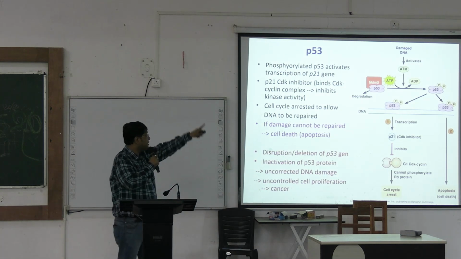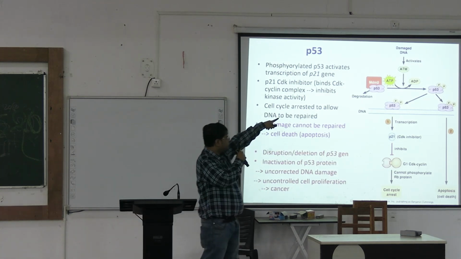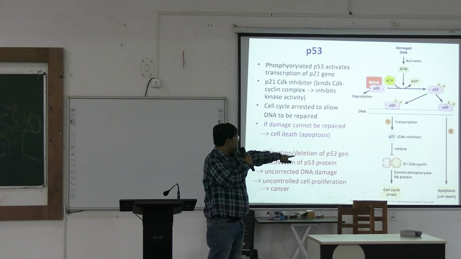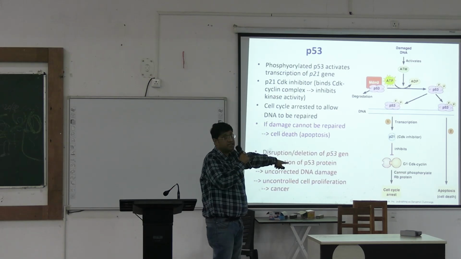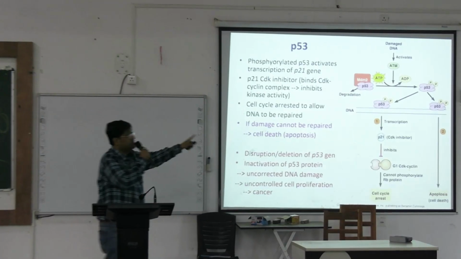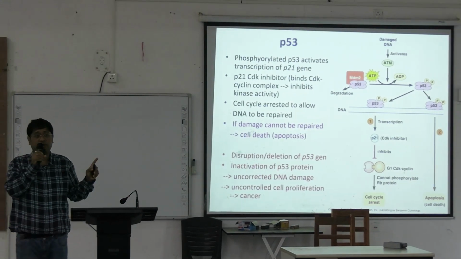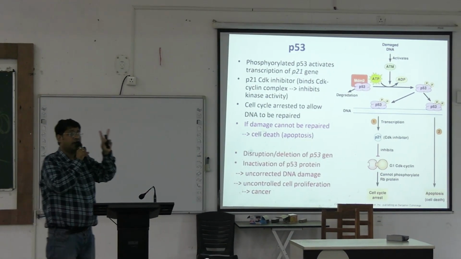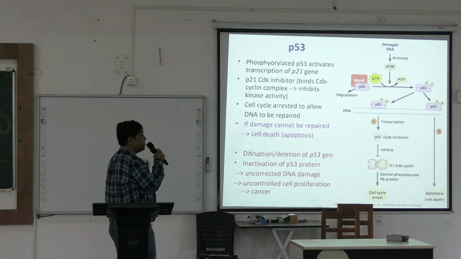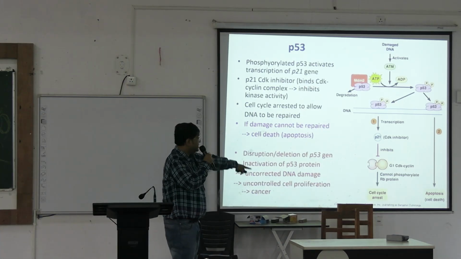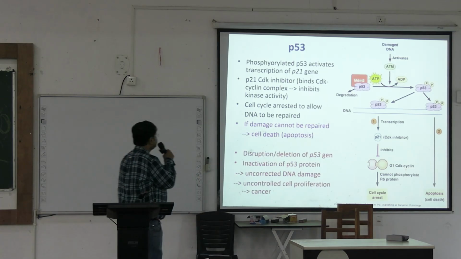This picture is very important. Two pathways, one pathway leading to apoptosis or cell death, and another pathway leading to cell cycle arrest. P53 is phosphorylated and gets two results. One result is apoptosis or cell death, second result is cell cycle arrest.